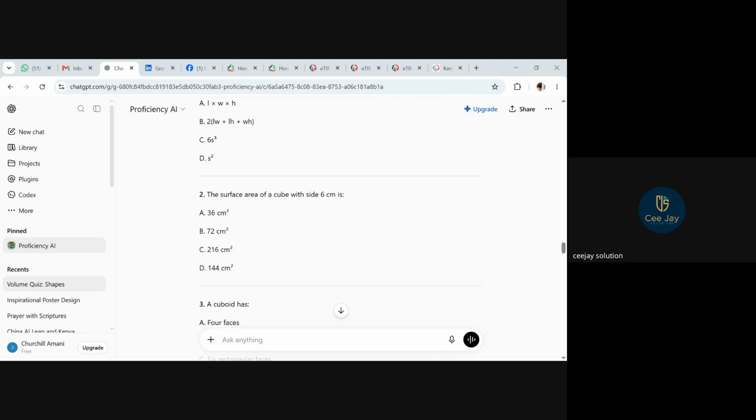Yes, I see answers from Tony, Joyce, Lorna, Ruth, Elizabeth, Joshua. Okay, Joyce, to explain umepata aje jibu yako? Number 2, the surface area of a cube with side 6 centimeters. The formula of getting the surface area of a cube is 6 into bracket s squared. So it will be 6 into bracket 6 times 6, which is 6 into bracket 36. When you multiply 6 times 36, you get 216 square centimeters.